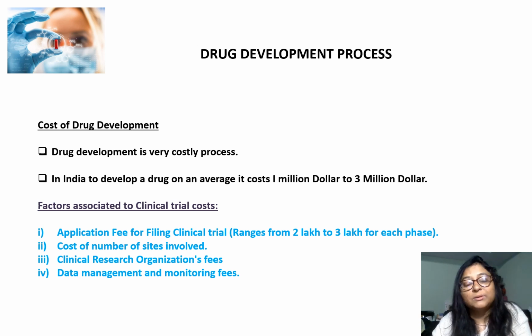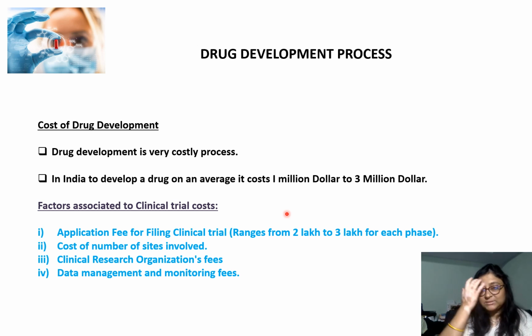Now what is the cost of drug development? I've also been telling you since the start that it is a very expensive process. In India, to develop a drug, on average, it costs $1 million to $3 million. The factors which increase the cost are, first, the application fee for filing clinical trials, which ranges from 2 lakh to 3 lakh for each phase. So if there are 3 to 4 phases, you can assume about 12 lakh is needed.